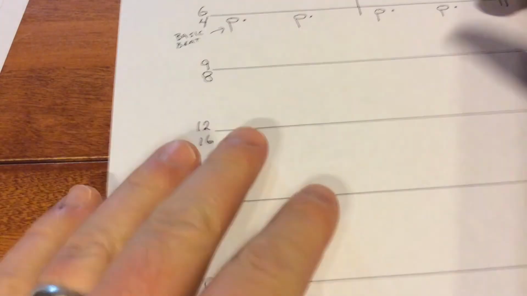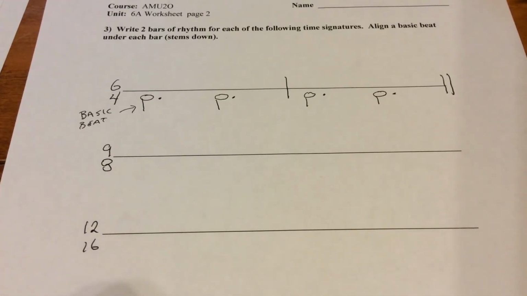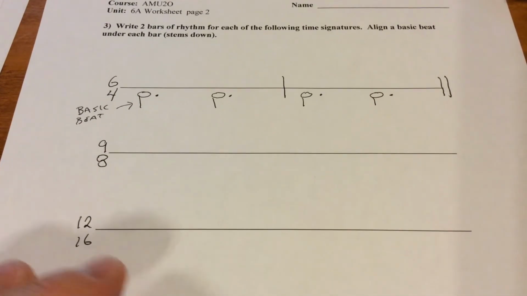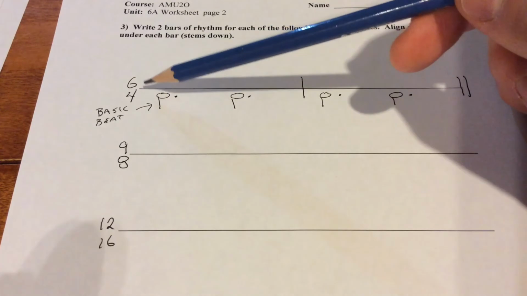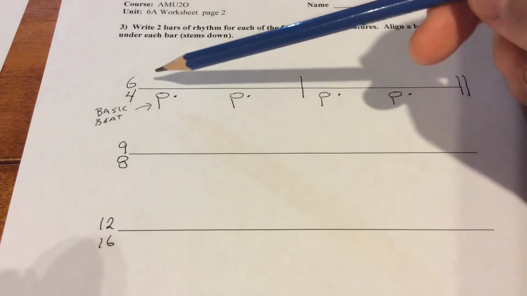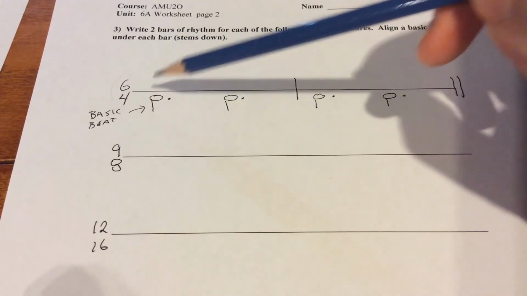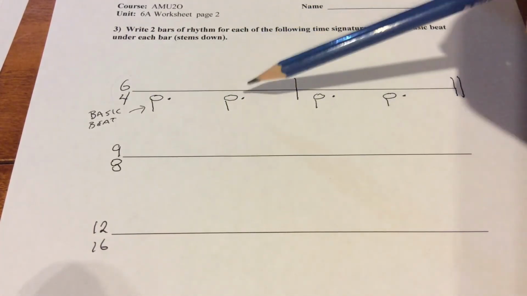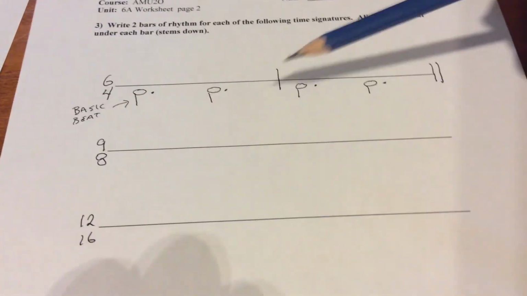identifying time signatures. And then last, this example, you've got to write 2 bars of rhythm for each of the following time signatures, and then align a basic beat under each bar with the stems going down. So a basic beat, again, 6/4, that's our beat breakdown because it's compound. So we have to figure out 6 quarter notes. It's a duple bar, 6 divided by 3 is 2, so I know I have 2 distinct groups. Dotted note value to represent 6 quarter notes, dotted half note, dotted half note. 2 bars.